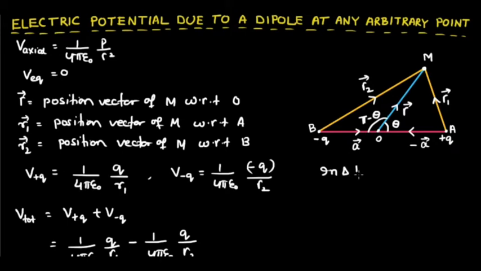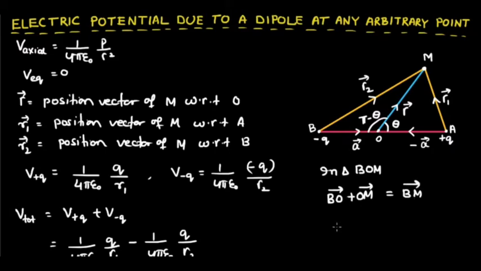In triangle BOM, you can see that BO vector and OM vector are in the same order, because the head of BO vector is connected to the tail of OM vector. So BO vector and OM vector are in the same order, and BM vector is in the opposite order. So using the triangle law of vector addition, I can say that BO vector plus OM vector is equal to BM vector. Is that clear?